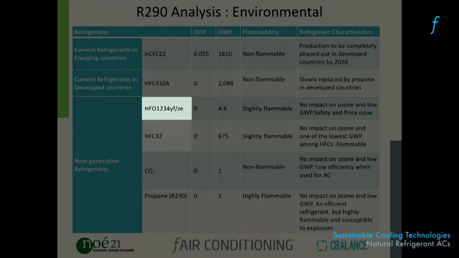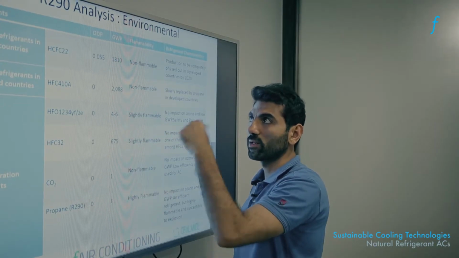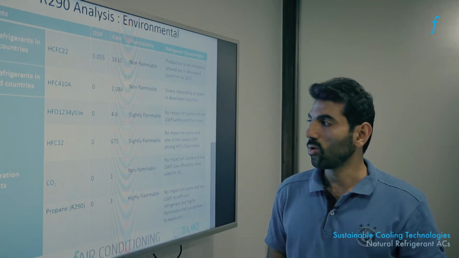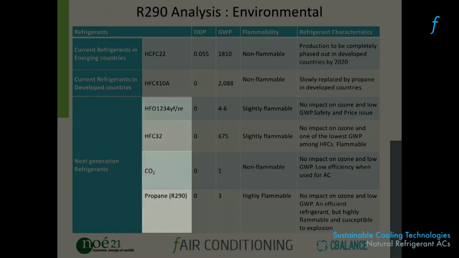Finally, at the bottom of the table here, you will see HFC32. We have encountered this refrigerant in the previous slide. This is a hydrofluorocarbon. Yes, it has a lower global warming potential than the current mainstream alternatives, but it's still quite high. And finally, the natural refrigerants.